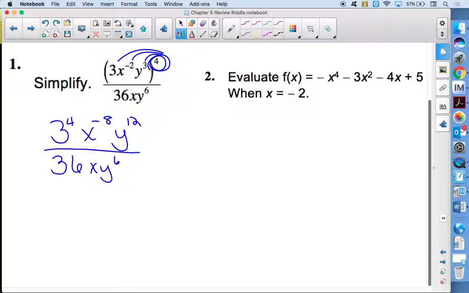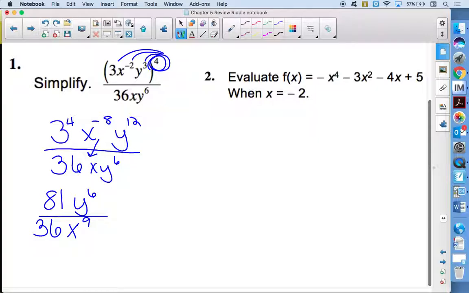So then simplifying, what is 3 to the 4th? Alice? 81. Alice, what do you do with x to the negative 8? Yeah, take it down to the bottom. So that moves down to the bottom. So Alice, what would the power of the y be? 6. And then if we take x to the 8th down to the bottom, what would the power of the x be? 9. Good.